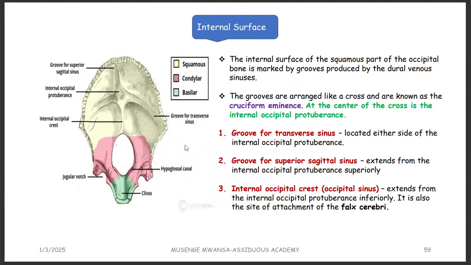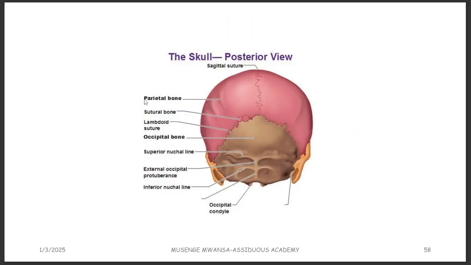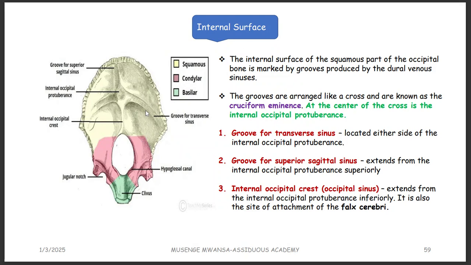And then when you look at the inner aspect of the occipital bone, it is making a cross. These same lines that you can see outside, that's what you're also finding inside. But inside, they are forming protuberances where there's going to be connections of dural folds. The dural folds, these are folds of dura mater.